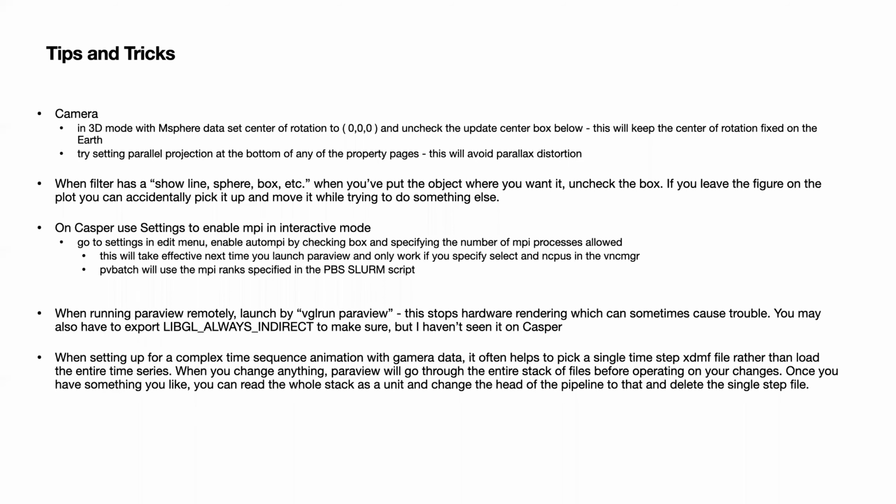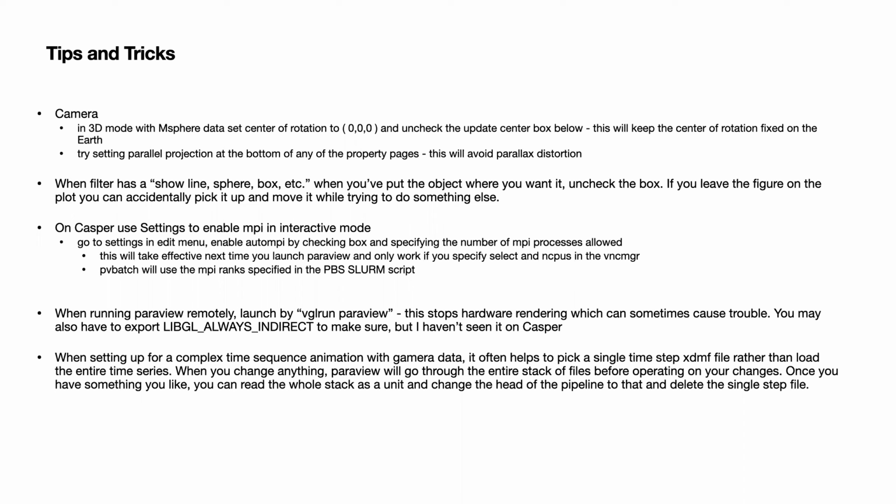Okay, so a few tips and tricks to finish up, I think. In 3D mode, as we've already seen, set the camera rotation center to 0 and update the center box. You can set the projection, rather than being a perspective projection with a given camera position, to parallel projection. Sometimes this helps to avoid parallax distortion.